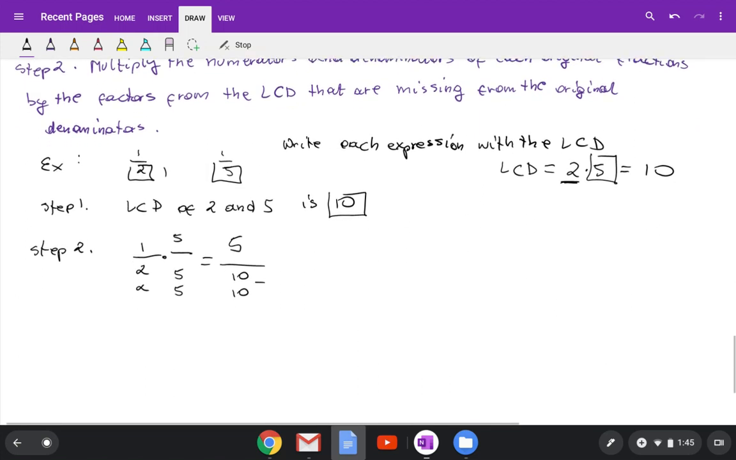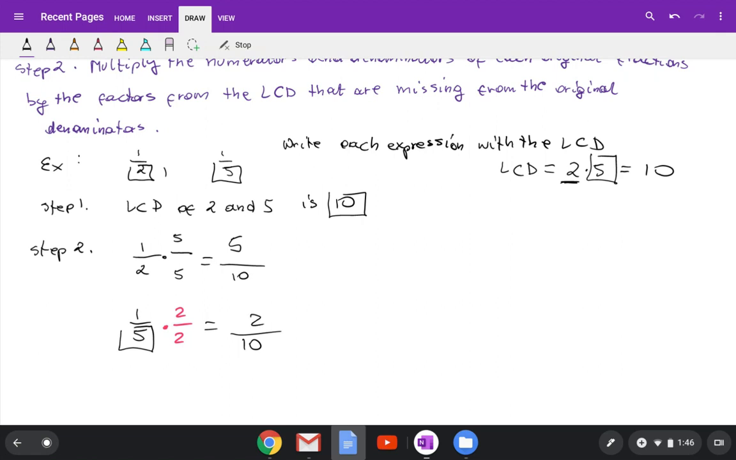And you will do the same thing with 1/5. You want to rewrite it using the least common denominator. The least common denominator is 10. Ten is the same as 2 times 5. Since we already have 5, the missing factor from the LCD is 2. So we multiply top and bottom by the missing factor.